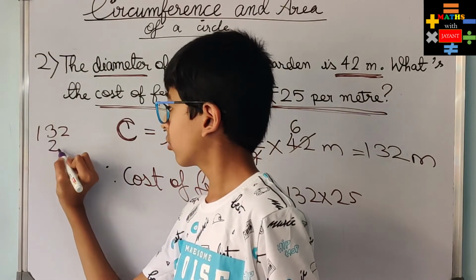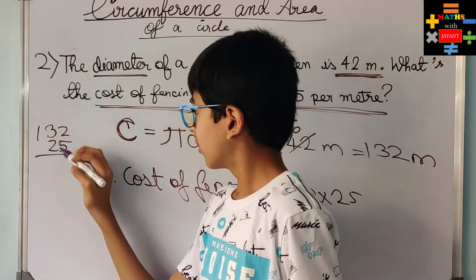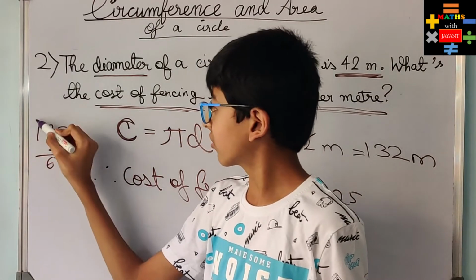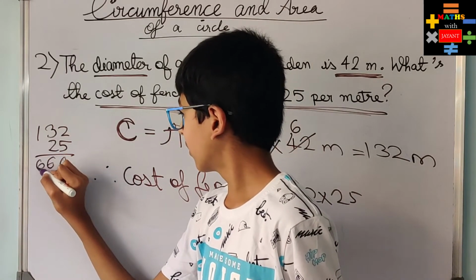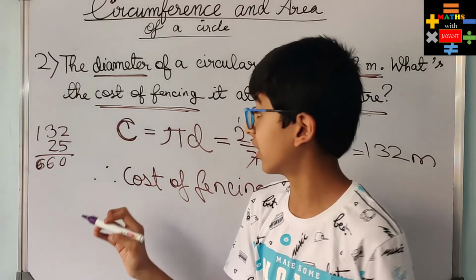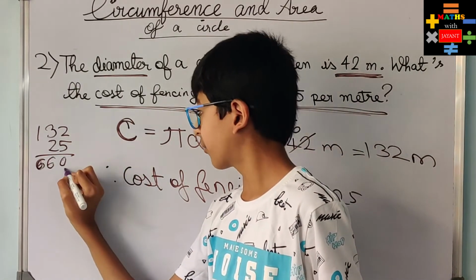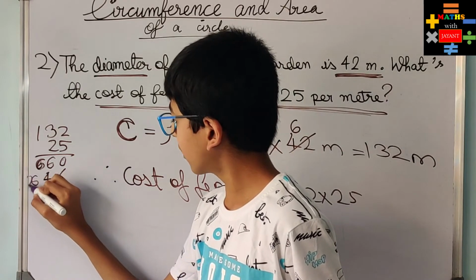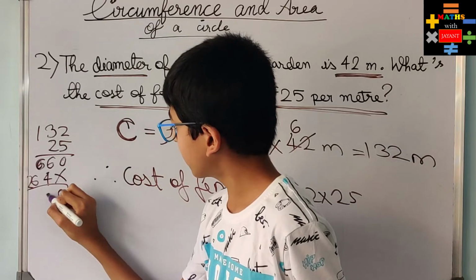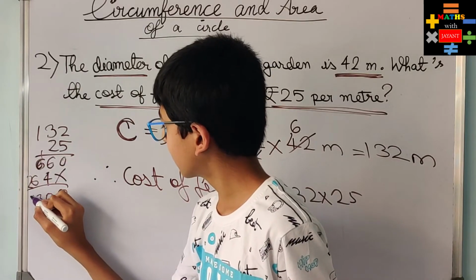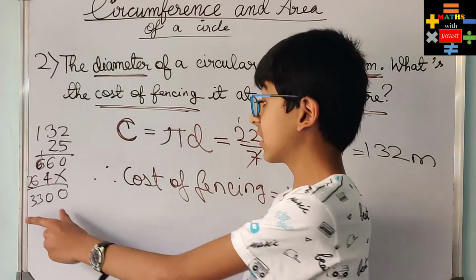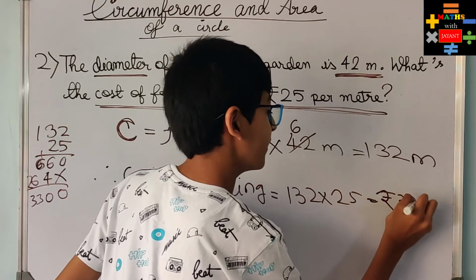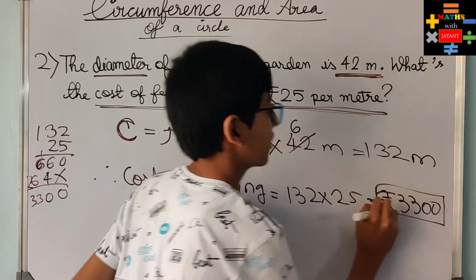132 times 25. So 5 2s are 10, 1, 5 3s are 15, 16, 1, 5 1s are 5, 6. We get 660, right? So now let's put across. 2 2s are 4, 2 3s are 6, 2 1s are 2. So this we add and it will become 1, 7, 6, 13, 3. So we get 3,300 rupees. This is going to be our cost of fencing the entire garden.